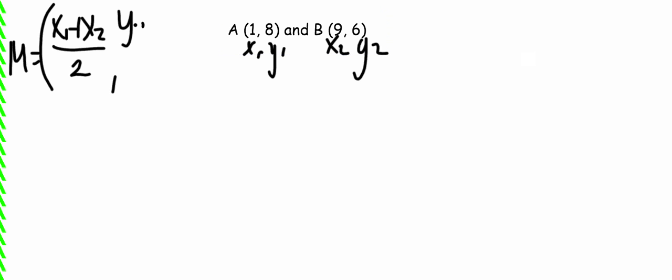The first midpoint we're going to find is between the points (1, 8) and (9, 6). So the very first thing I need to do is label my ordered pairs. So I have x1, y1, x2, y2. I'm going to write my formula just so that I can remember it: x1 plus x2 over 2, y1 plus y2 over 2.